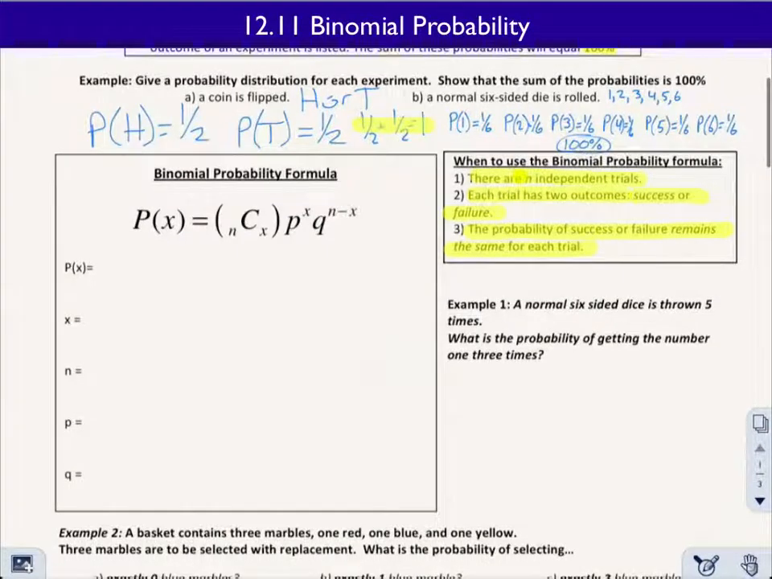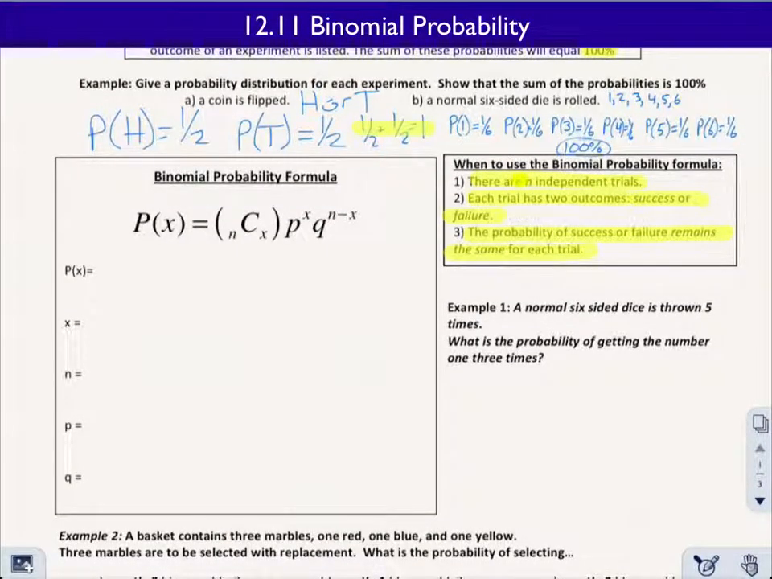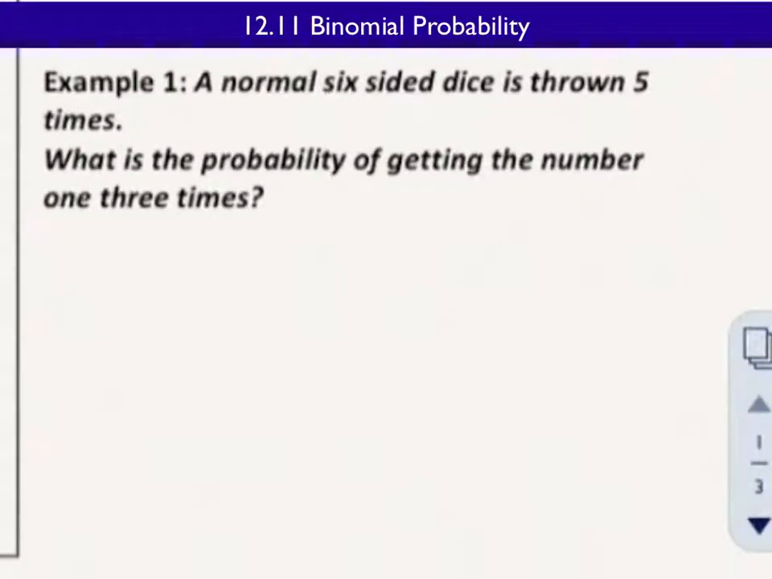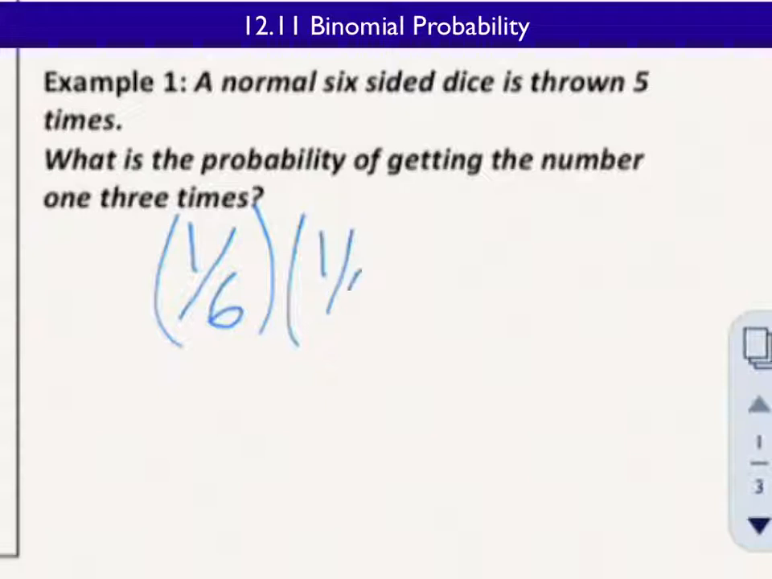Now we're going to try example 1 without our probability formula first. It says a normal six-sided die is thrown 5 times. What is the probability of getting the number 1 exactly 3 times? Well, the probability that the first one is a 1 is 1 out of 6. The probability that the second one is a 1 is 1 out of 6. The probability that the third one is a 1 is 1 out of 6.